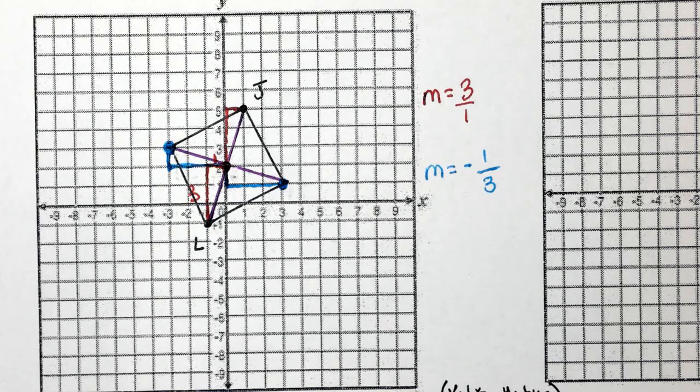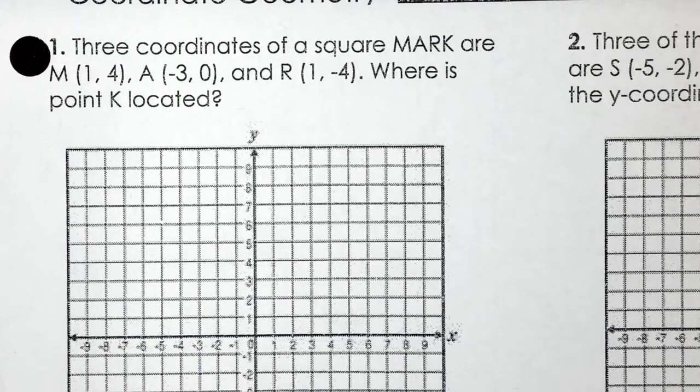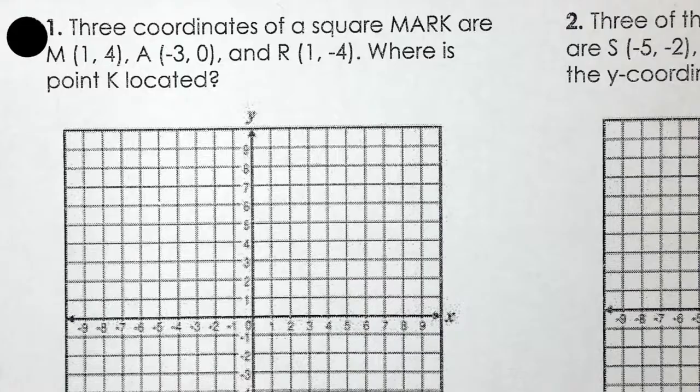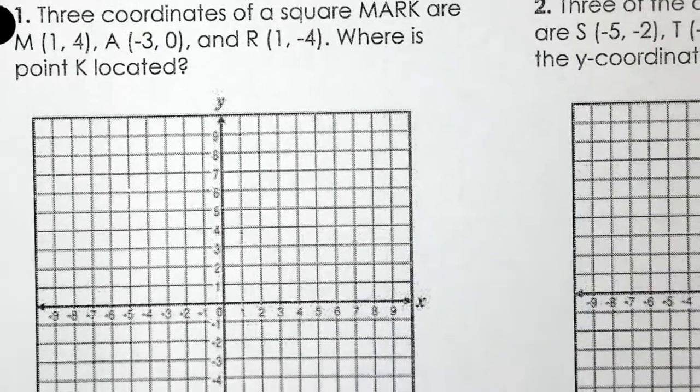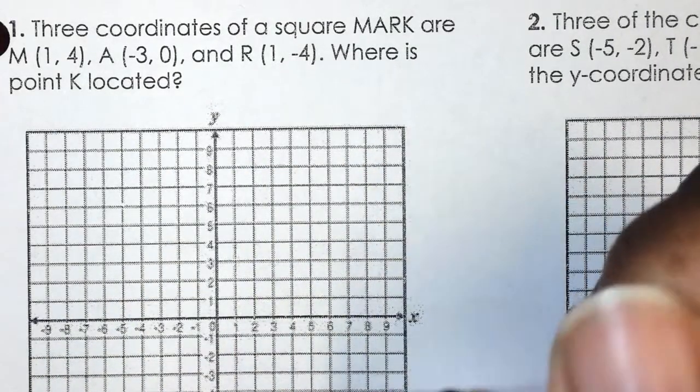Alright, I'm going to do another one with y'all because I don't trust y'all. You know how this goes. Number 1, I'm going to do this fast. We did this yesterday, but I want to remind you because you will have to do this on the worksheet a couple times. It says 3 coordinates of a square, M-A-R-K, are those 3 coordinates right there. It says where is point K located? On this one, this is similar to the one we did in practice on our notes yesterday, number 3. They give you 3 out of the 4 points. You got to find the 4th point.